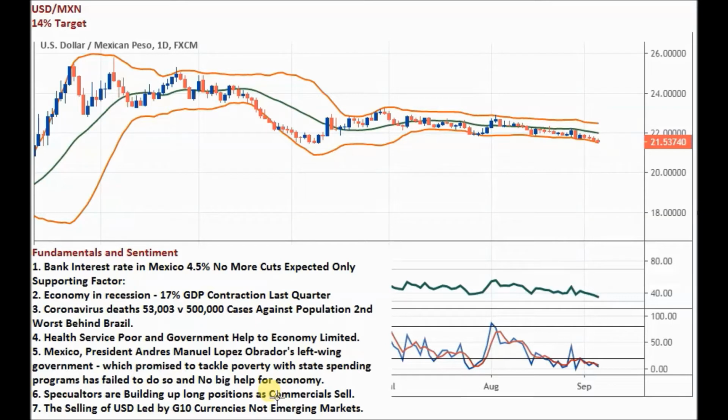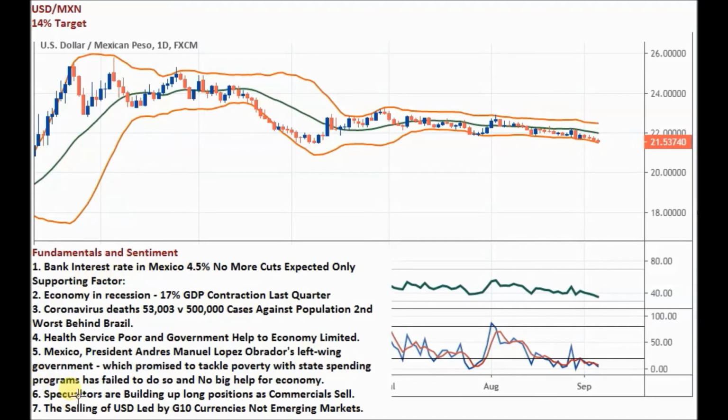So I think interest rates are going to come down. But you are seeing now speculators are building up long positions in the peso or short positions in the USD as the smart money commercials sell the peso and buy the USD. Okay, and the commercials, I think they're buying smart money because of the factors we've just gone through.